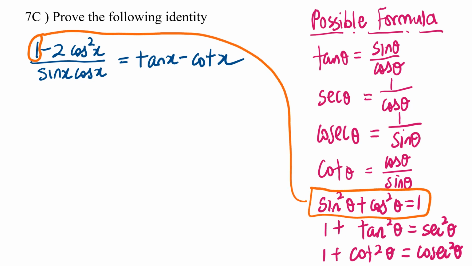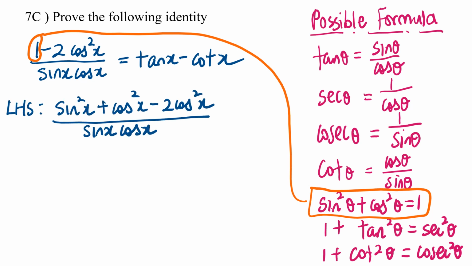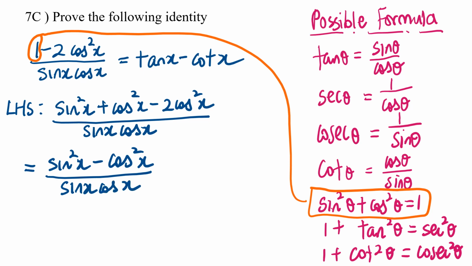Yes, we're going to replace 1 with sine squared x plus cos squared x. Why is that so? Because sine squared x plus cos squared x minus 2 cos squared x will simplify into sine squared x minus cos squared x over sine x times cos x. Here, some of you may be tempted to use a squared minus b squared, because sine squared x minus cos squared x can be factorized to be sine x plus cos x times sine x minus cos x. But we're not going to do that. Why are we not going to do that?